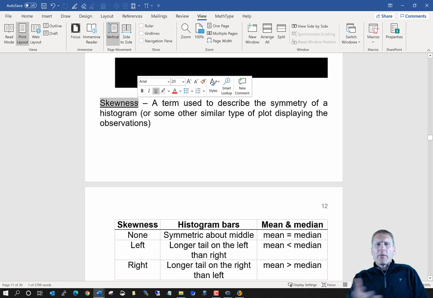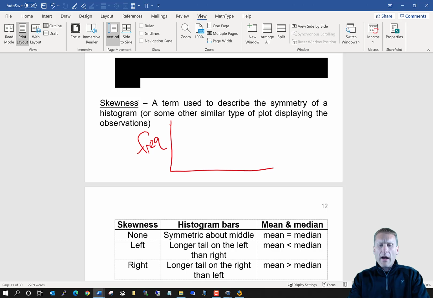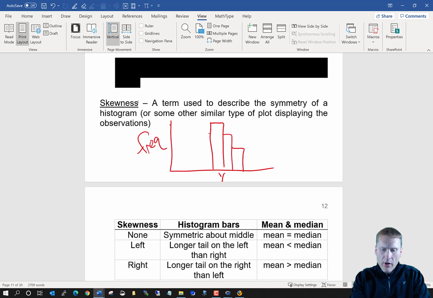So I briefly mentioned something about skewness with respect to the wind speeds. And this term skewness is used to describe the symmetry of a histogram. So for example, let me just simply draw a histogram here. So we have frequency on the y-axis. On the x-axis we have, let's say, values of y, our variable itself. And let's draw in some bars. Now these bars should always be the same width. Unfortunately, I don't draw them very well here, but they are meant to be the same width.